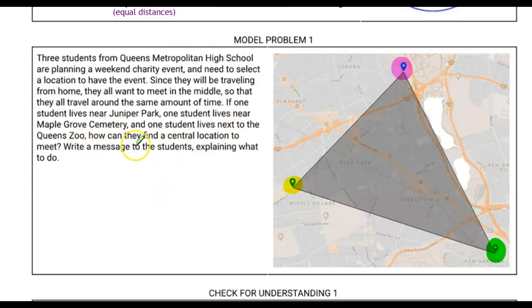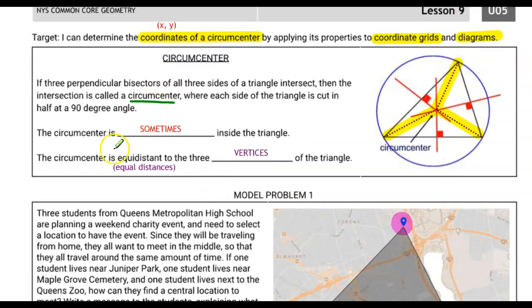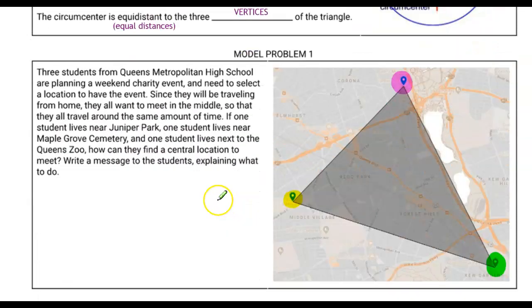meet? So let's write a message to the students explaining what to do. That's the task. So sounds like we need a point that is equidistant from all three of these vertices, all three of these points that's in the middle. Sound familiar? That's right. The circumcenter is the point that is equidistant, equal distances away from the three vertices of a triangle. So write out that sentence and then come back to see if you got it right.